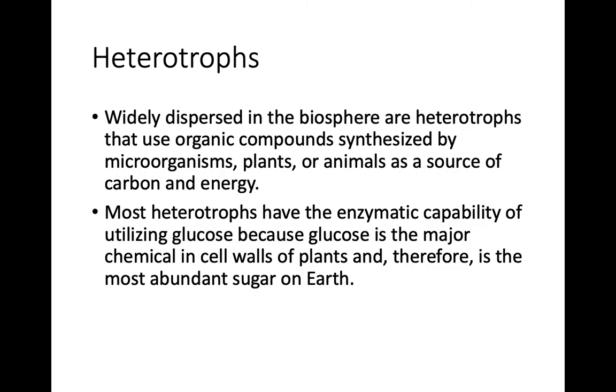Compounds normally synthesized by other microbes, by plants or animals. And most heterotrophs have the capacity to make use of glucose because glucose is the most abundant sugar on the planet. For heterotrophs to diversify, they need to have life adaptations to make use of glucose. So most heterotrophs have the enzymatic capacity to utilize glucose.